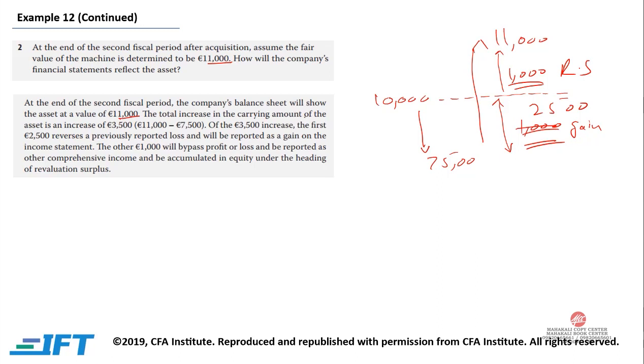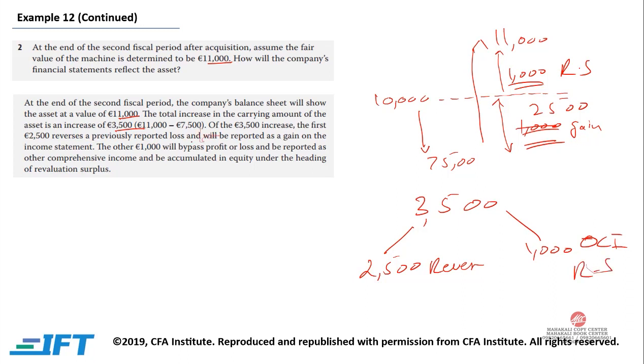The total increase in the carrying amount of the asset is 3,500. Out of which 2,500 would be used to reverse the initial loss and 1,000 will go to other comprehensive income or revaluation surplus. So of the 3,500 increase, the first 2,500 reverse a previously reported loss and will be reported as a gain on the income statement. So over here there is a gain in the income statement. The other 1,000 will bypass profit or loss and be reported as other comprehensive income and be accumulated in equity under the heading of revaluation surplus.